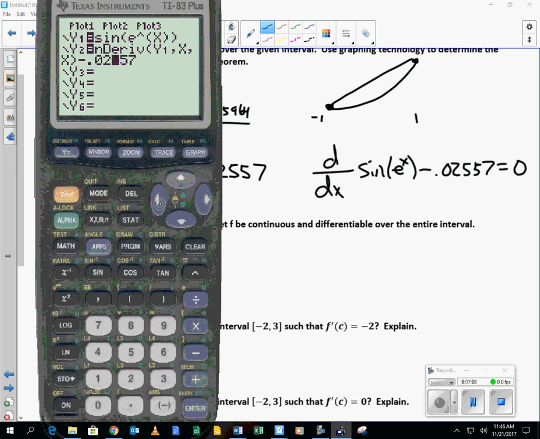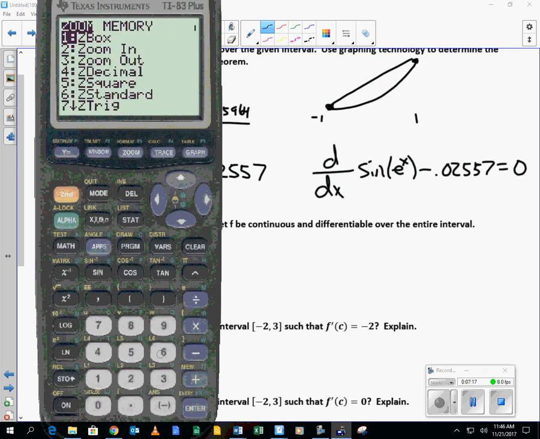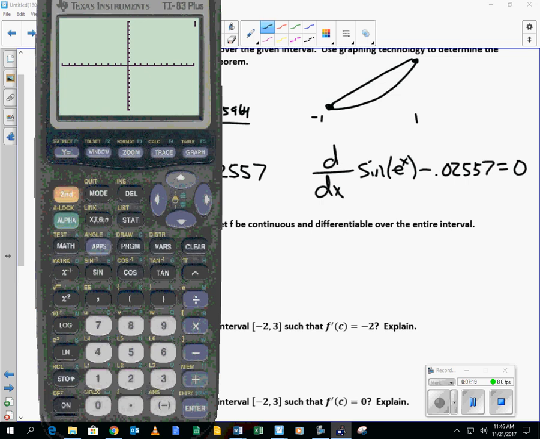Oh, sorry. Got 5 in there. Thank you for catching that. And then as I go into y equals, I'm going to take off the equal sign on the first one so I don't see it. And I'll zoom standard. And it's going to take a while. This is a very complicated thing we're asking our calculator to do.